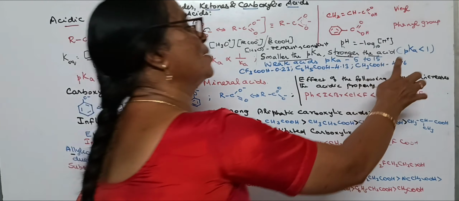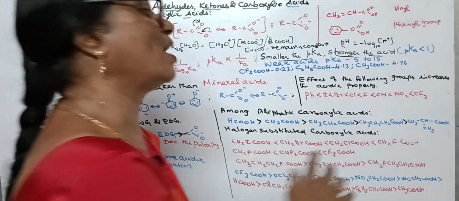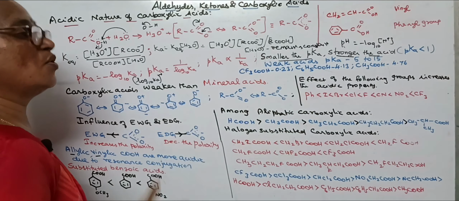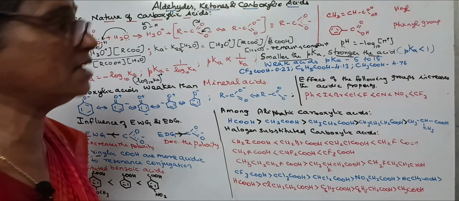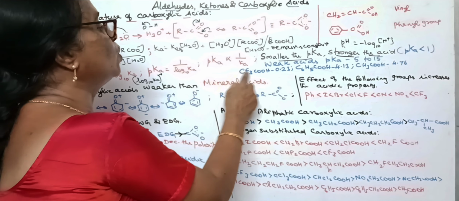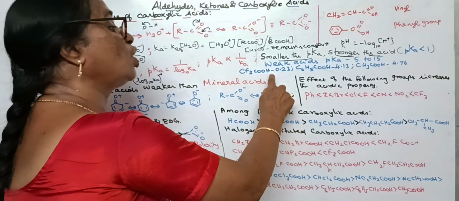So for example, the strongest acids are always considered those whose values are less than 1. When we compare the pKa values of some of the carboxylic acids, we may find that trifluoroacetic acid has a value of 0.23. See, this value is less than 1.